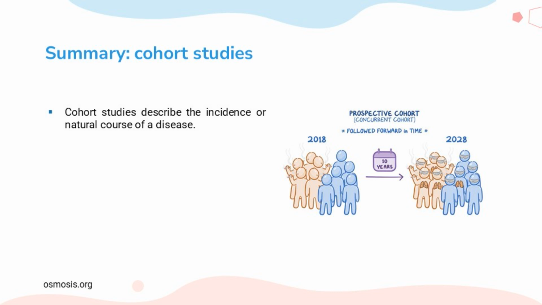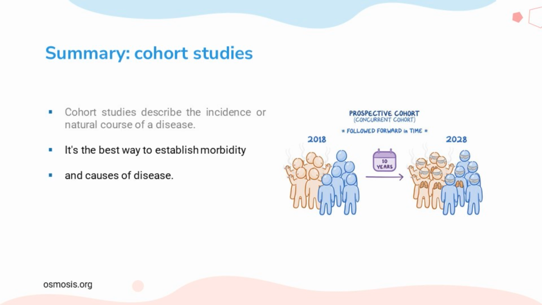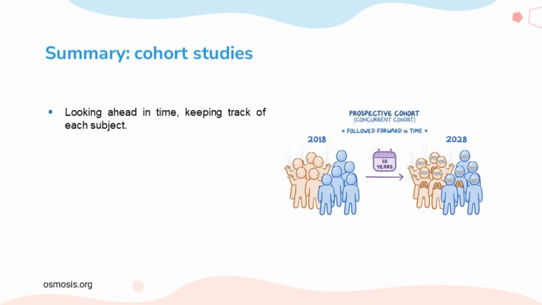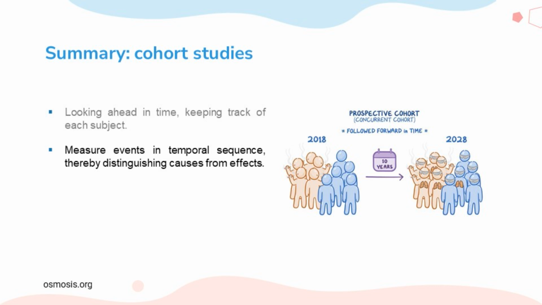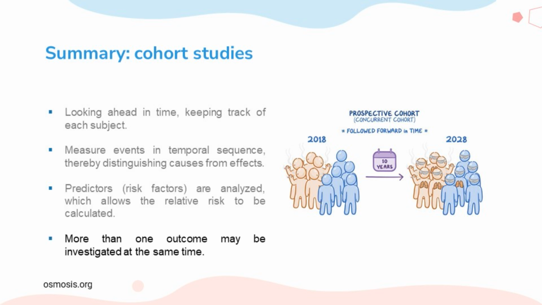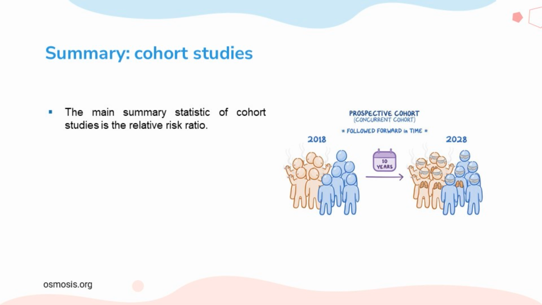Cohort studies. Cohort studies describe the incidence or natural course of a disease. This is the best way to establish the incidence and causes of disease. Subjects are selected before the outcome of interest is observed. Cohort studies look forward in time, following each subject. Measure events in temporal sequence, thereby distinguishing causes from effects. Predictors, risk factors, are analyzed, which allows the relative risk to be calculated. More than one outcome may be investigated at the same time. The main summary statistic of cohort studies is the relative risk ratio.